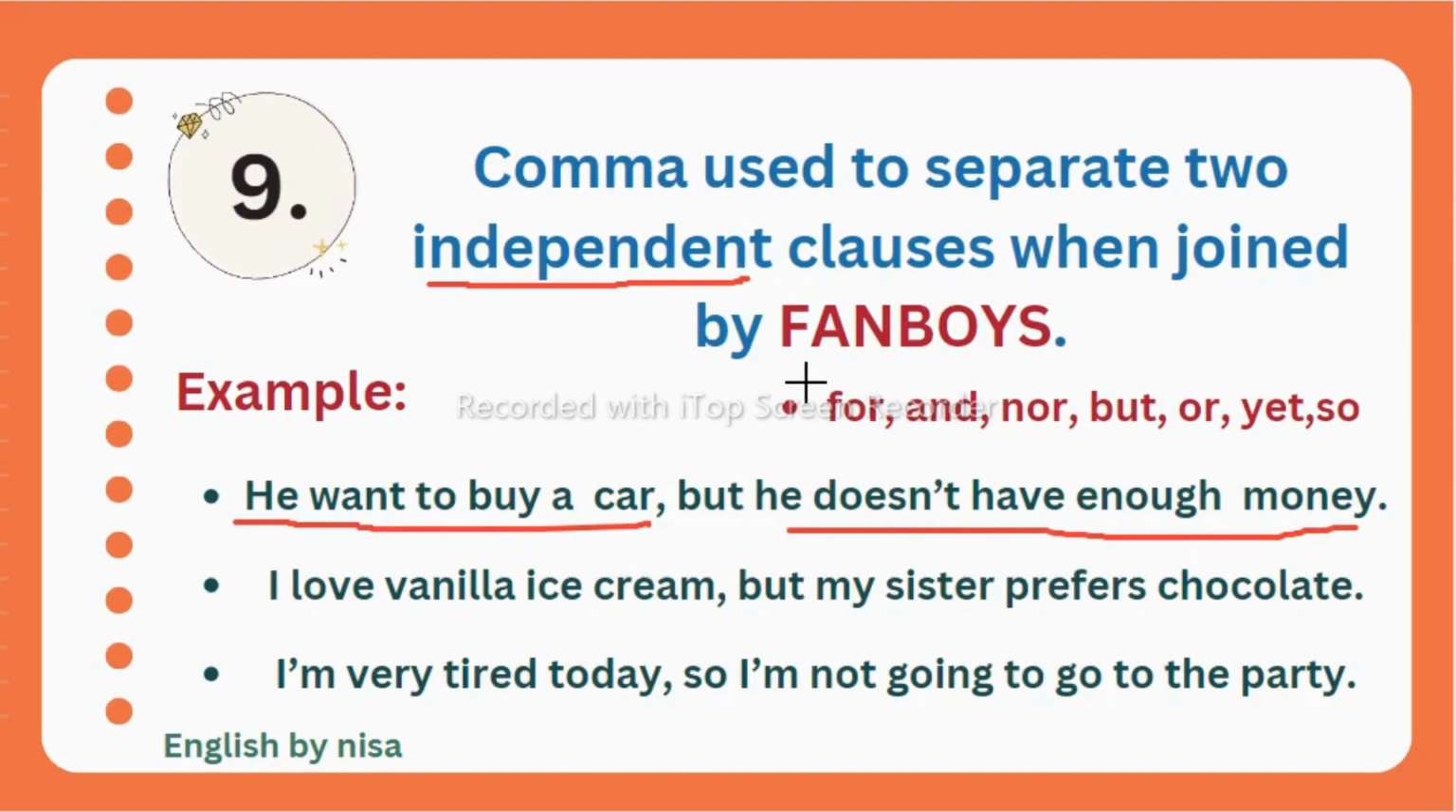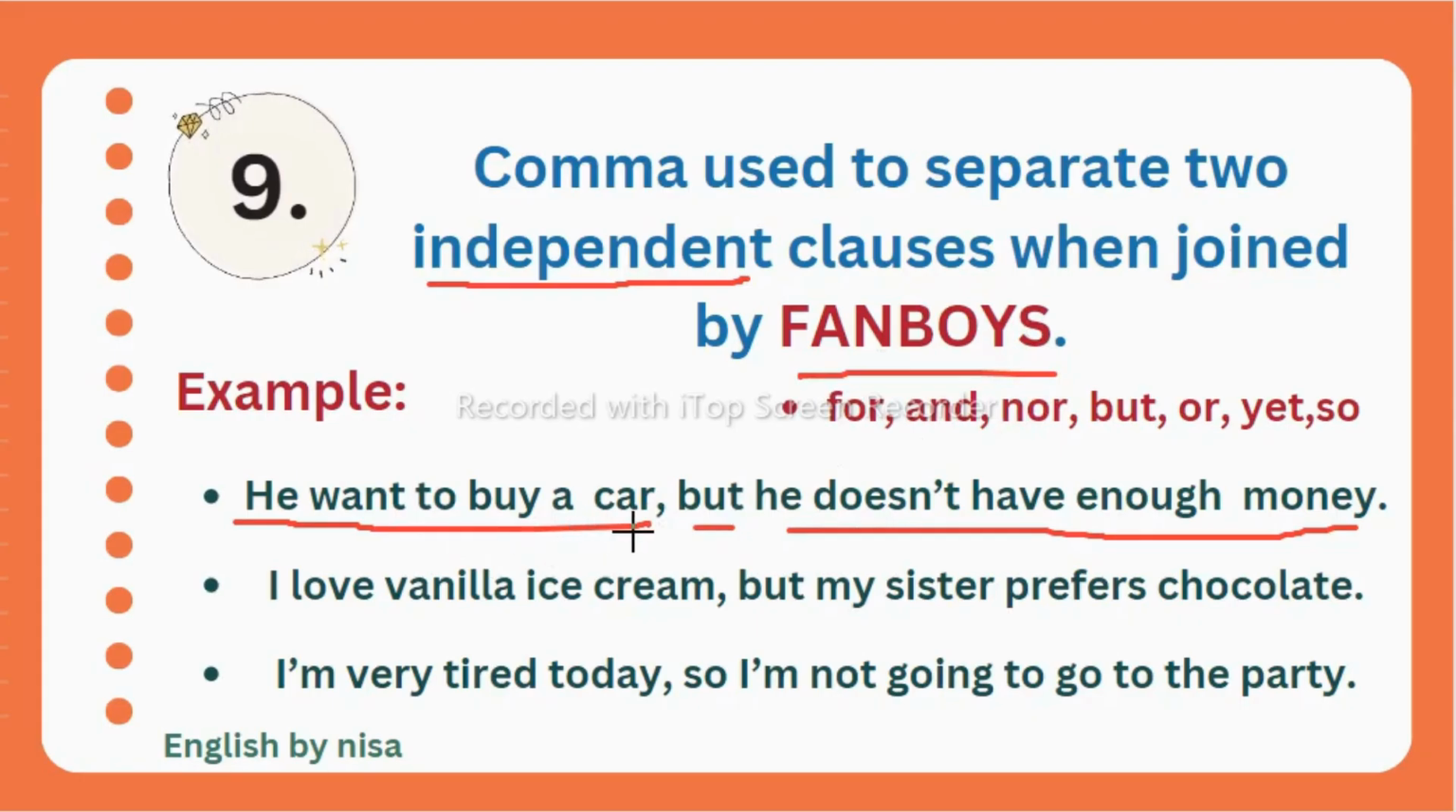This is a coordinating conjunction, which is the acronym FANBOYS. F for, A for and, N for nor, B for but, O for or, Y for yet, and this last one, S for so. So whenever you are using these FANBOYS coordinating conjunctions, you have to put a comma before this, then you have to write the coordinating conjunction.